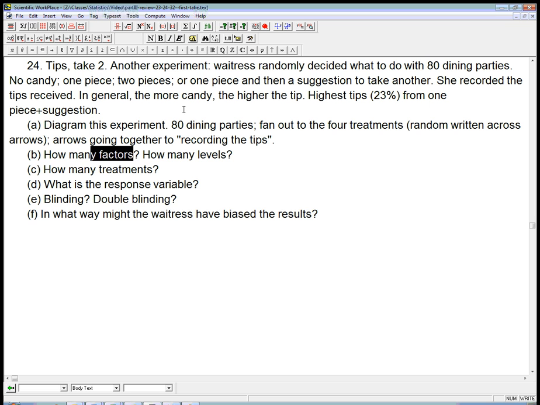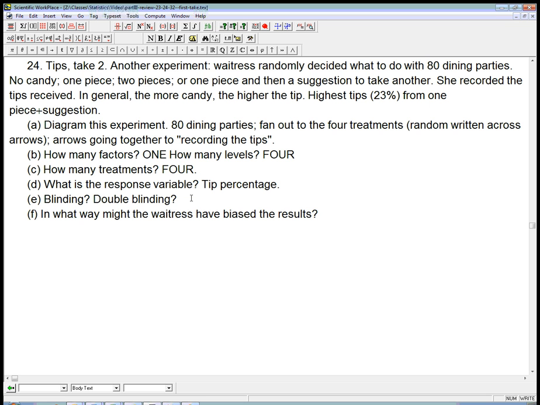Well, there's only one factor. It's just the candy strategy. And then there's 4 levels of that factor. I don't know how easy it is to get confused with this. There's a certain strategy in terms of doing the candy, and there's 4 levels of that. There's 4 choices. Okay, when there's only one factor, the number of treatments is the same as the number of levels. It's just going to be 4. Okay, the response variable is just the tip percentage, and we record that in each case.